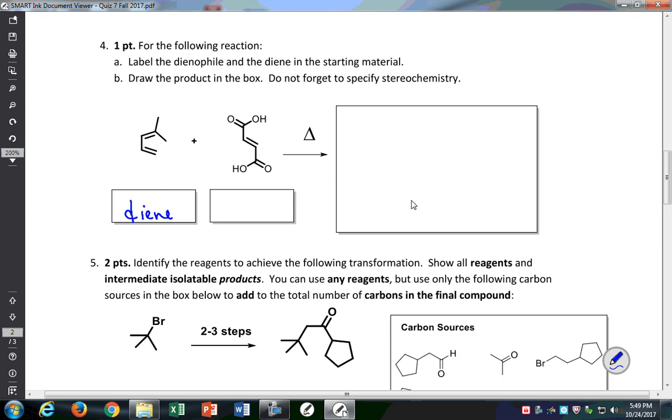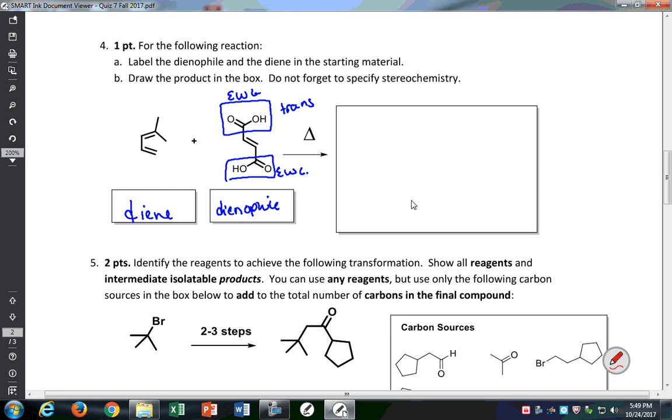My dienophile is the thing that loves the diene. So that's the other thing. So this is my dienophile. Now don't get confused with the carbon-oxygen double bonds here. The purpose of these is as electron withdrawing groups to make our dienophile more reactive. Also notice they're trans to each other. They're trans to the pi bond. That means that they're going to be trans in the final product.